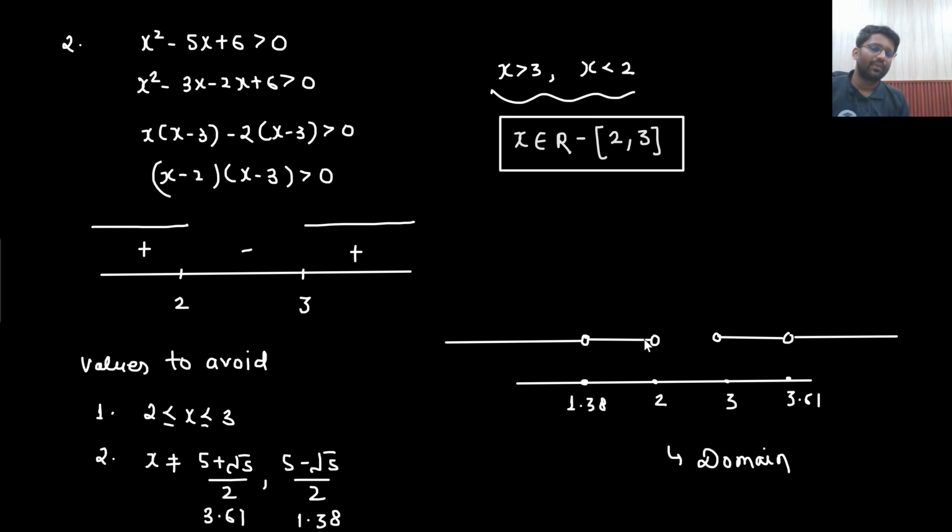Think on your own. All the values between 2 and 3 will not be accepted, along with the boundary points. 2 will also not be accepted, 3 will also not be accepted. Along with that, 1.38 and 3.61 will also not be accepted. Rest all the values will be accepted. This is the domain.